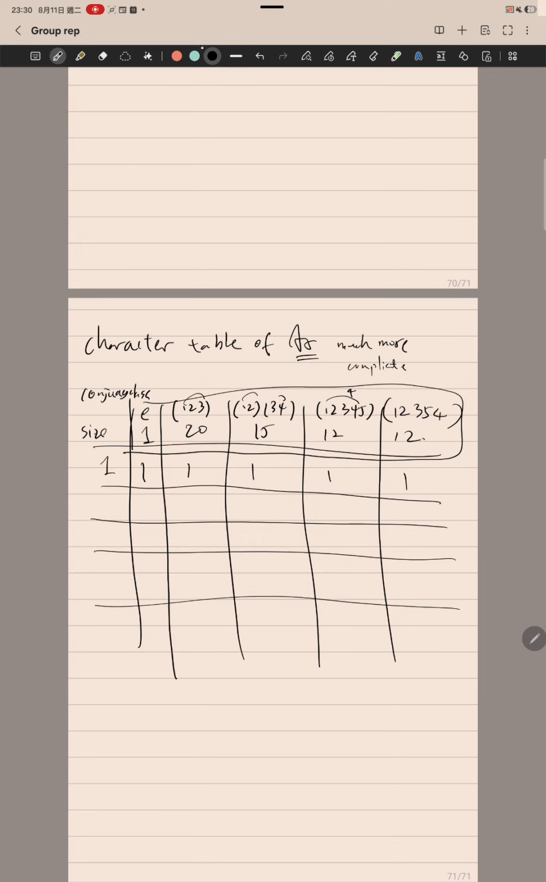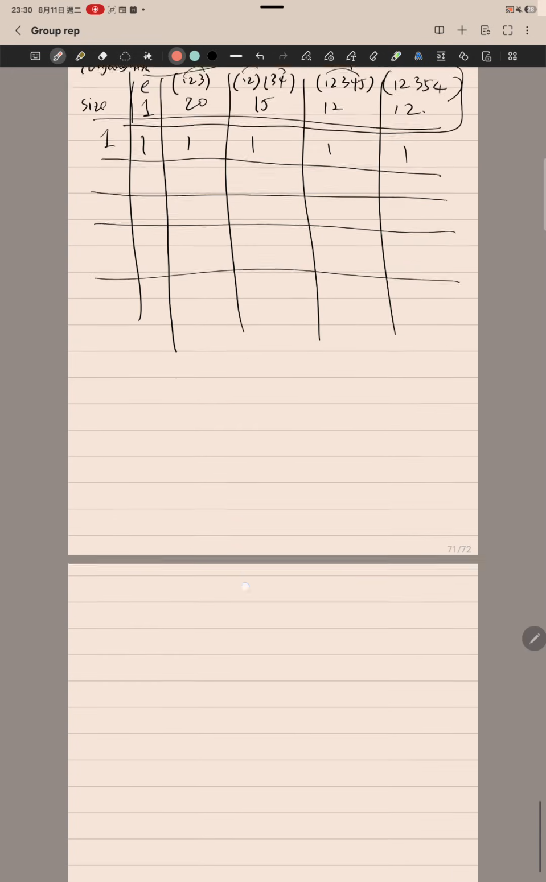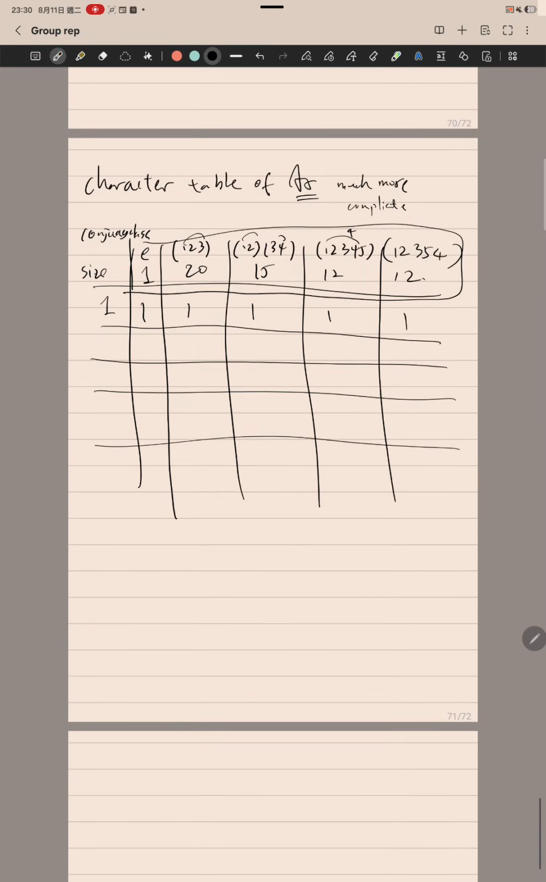Okay, so now to construct the rest of them, we can use an interesting tool. Recall that if you have a representation V, and you break it into several pieces, let's say with multiplicities A1, A2, up to AK, then the inner product of chi V with chi V will just be A1 squared up to AK squared, because each chi V1, chi V2, up to chi VK are orthogonal, and then they are summed.